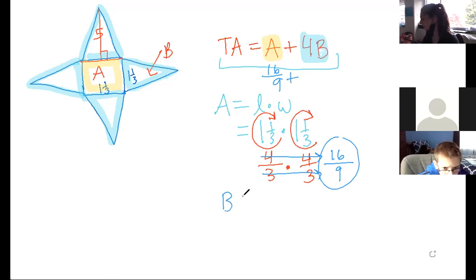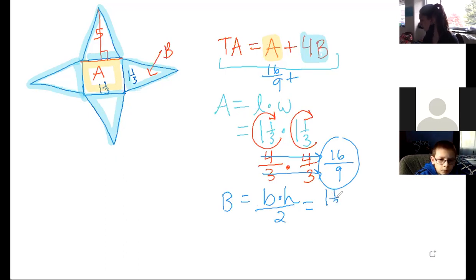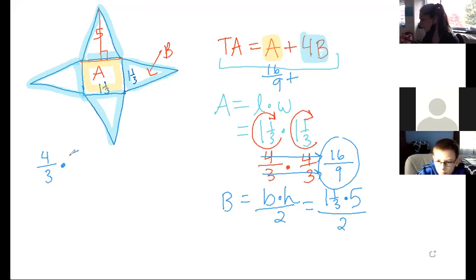How about B? B is a triangle. What's the formula I need? Base times height divided by 2. What's the base? 1 1/3. What's the height? 5 divided by 2. Can I carry this over here so that it's a little less tricky to deal with? All right, we've dealt with division of fractions before. Let's convert the 1 1/3 to 4/3, times 5 would be 5/1, divided by 2 would be divided by 2/1.